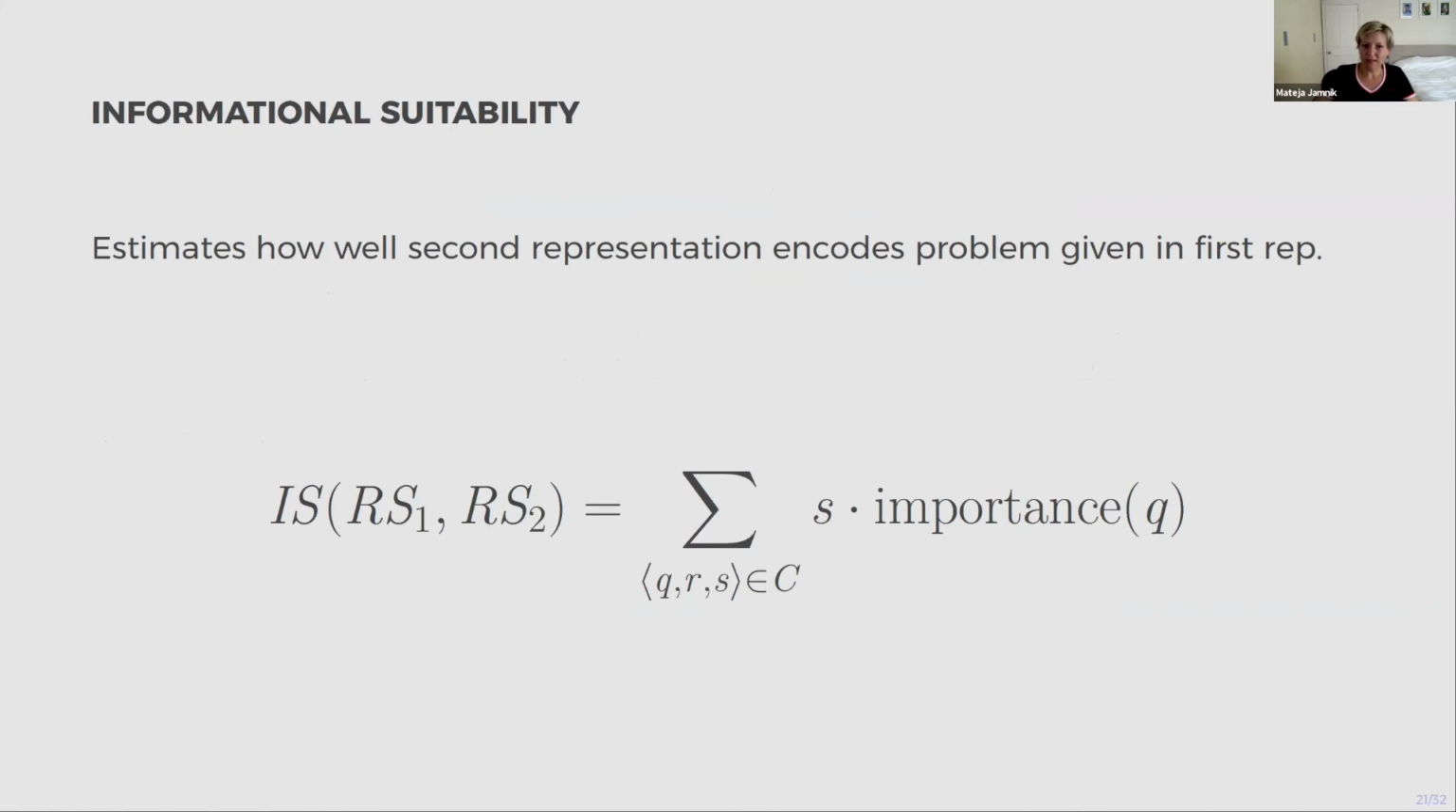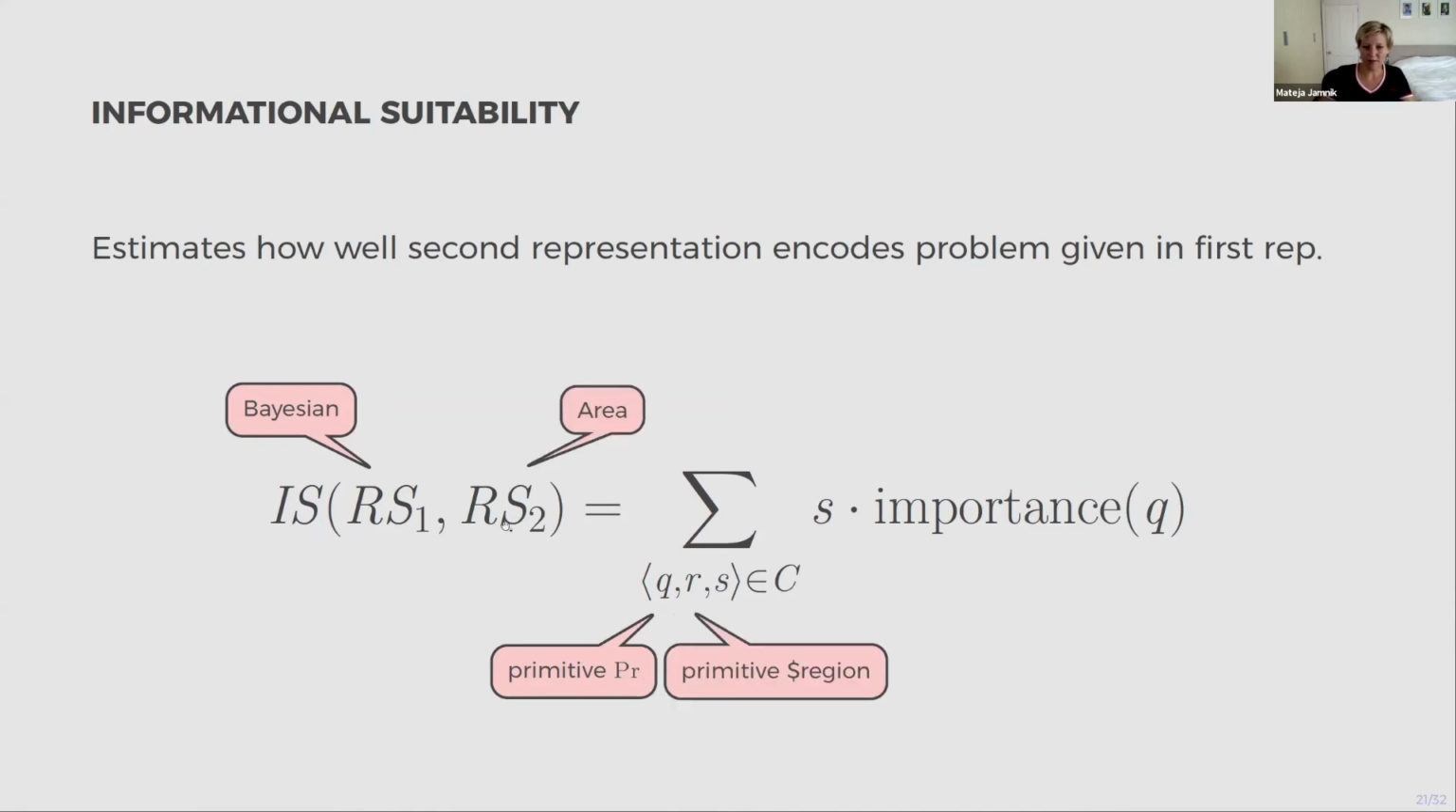So now that I've identified my candidate analogous representation, how do I estimate how well it can encode my entire problem? Again, this looks perhaps scary, but what I want you to take away is that IS is my informational suitability. My first representation is, for example, Bayesian, and the component Q comes from there. So this is a primitive PR. Then this is my second representation, which is the candidate representation, and the R is coming from there. And here is my S, which is the strength of their relationship and how important, in fact, this primitive PR is.